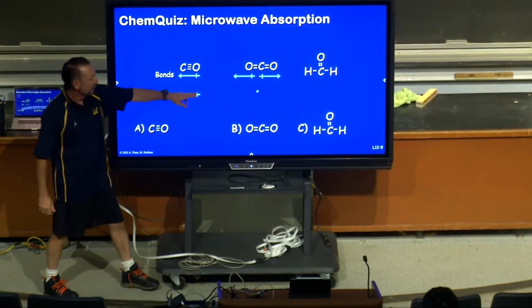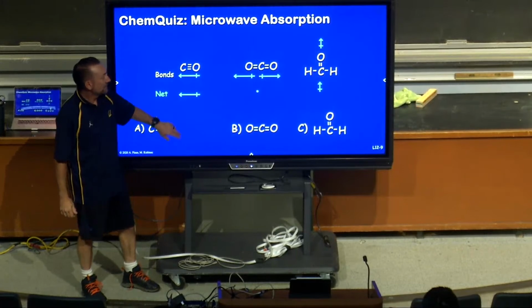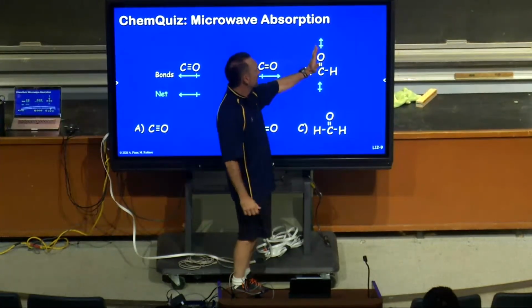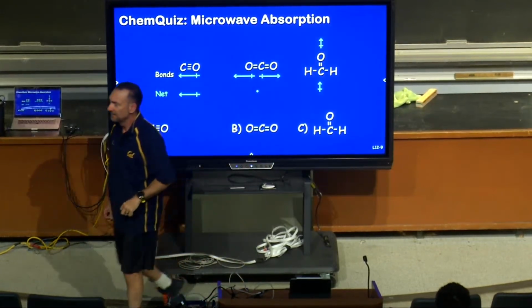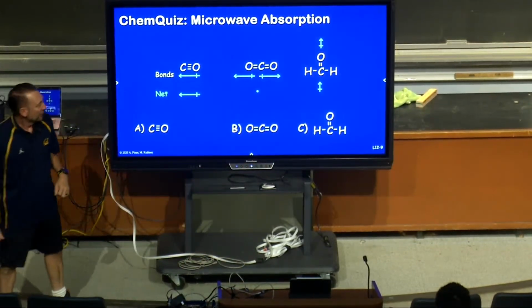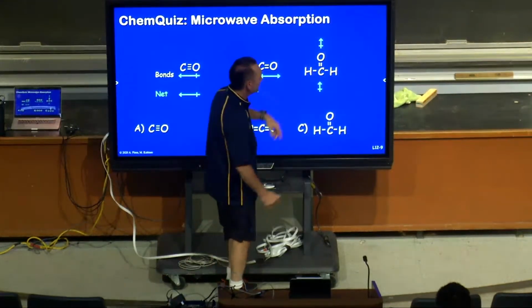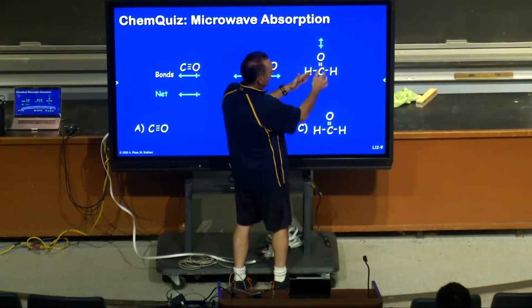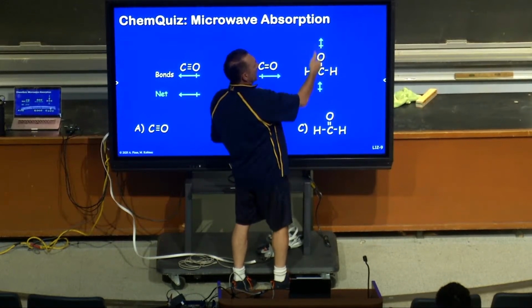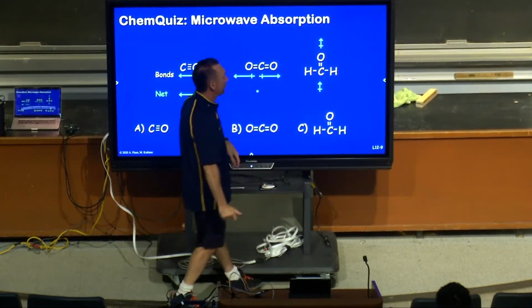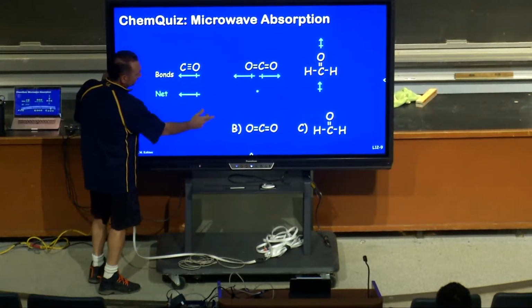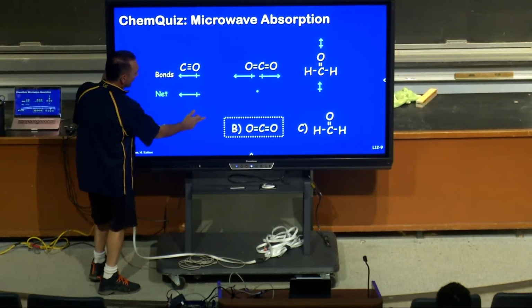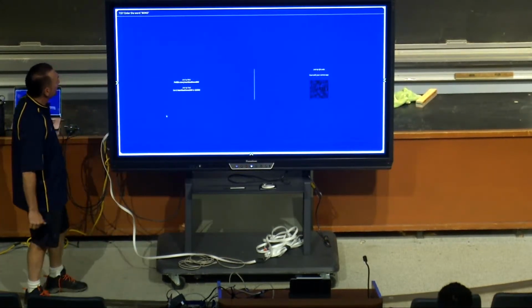But we see those cancel each other out, so no net dipole there. And this one has a dipole there. Very weak dipoles. Carbon and hydrogen have very similar electronegativities. So very small here, and even so, the oxygen-carbon dipole wins out, and in the sum you get a slight dipole moment for that molecule too. So no dipole moment there, no interaction with microwaves.